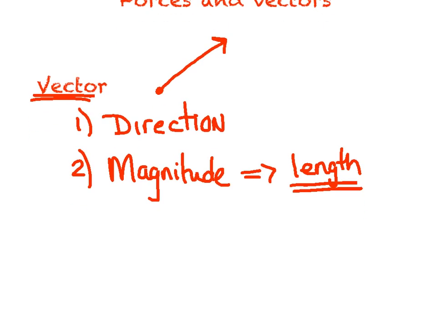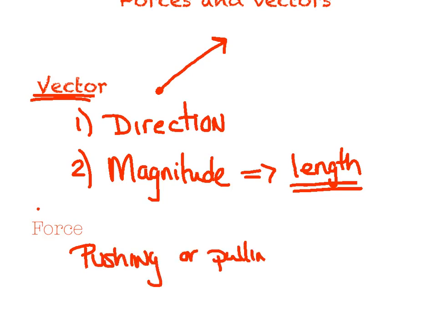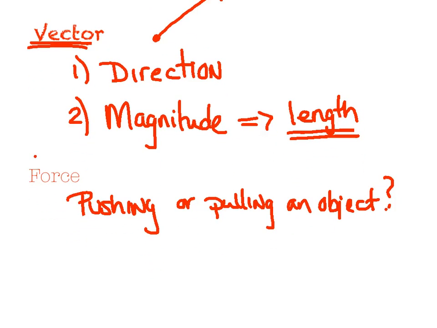And then when we talk about the word force, basically we're talking about, are you pushing or pulling an object. If you're pulling the object, your vector might go out this way if you were pulling in that direction. If you were pushing, you might show your vector this way coming in at you.